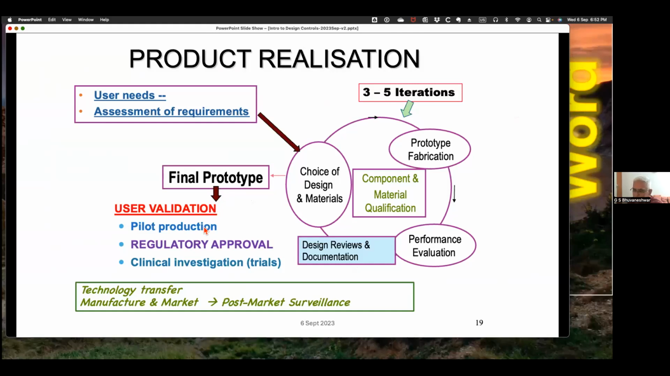And then you're ready to go into user validation, which requires some sort of a pilot production to make enough devices for actual clinical trials or clinical testing. And if you're successful there, you go on to getting regulatory approvals. I mean, you need regulatory approval for clinical trials, and once you do all that, you can get your licensing and then get on to manufacturing and market.